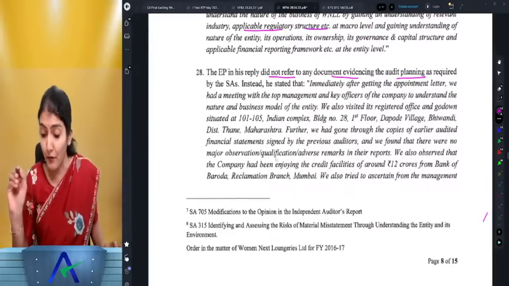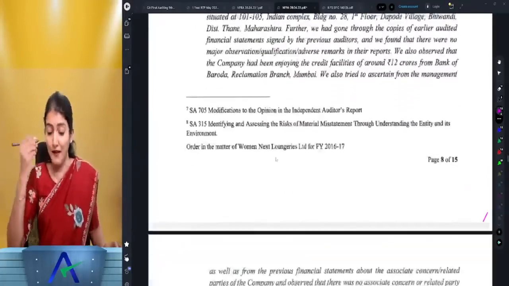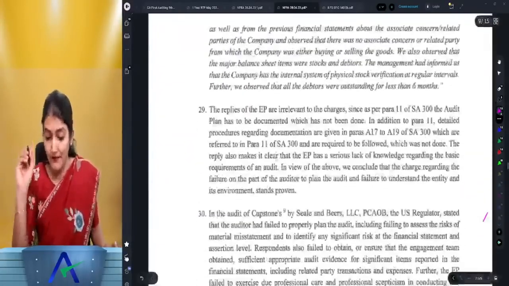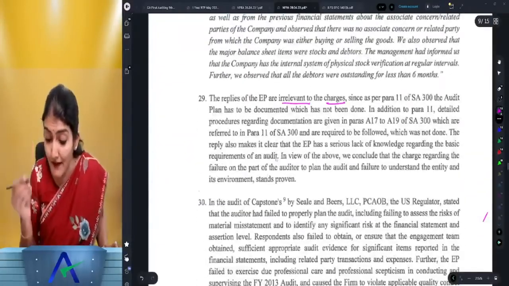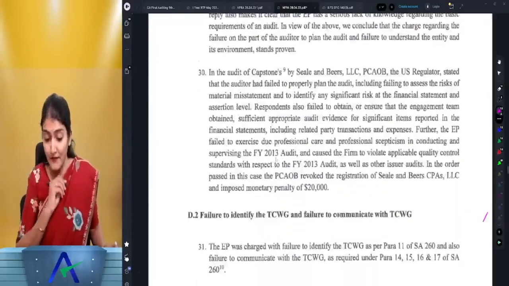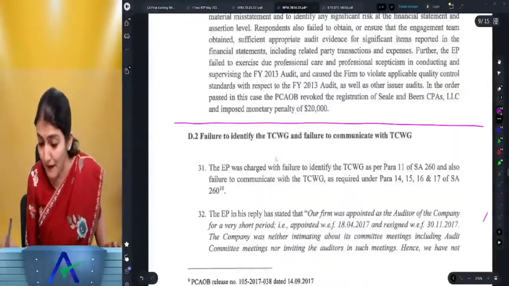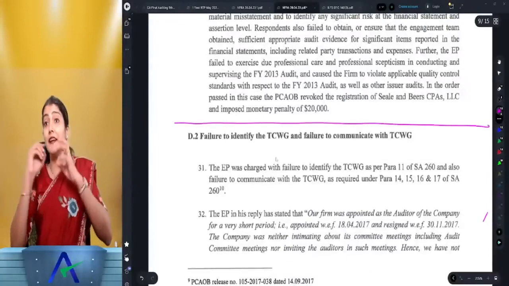Immediately after getting the appointment letter, we had a meeting with the top management and so. Right. So what does it say? The reply of the engagement partner is irrelevant to the charges. Right. So that is failure to plan and failure to understand the entity and its environment.